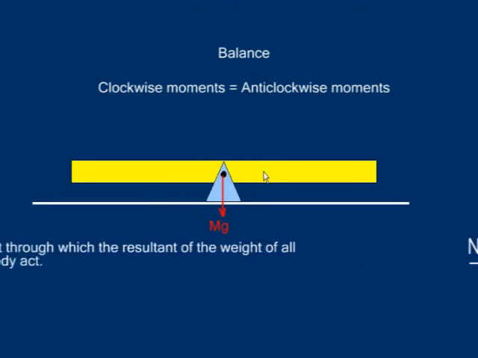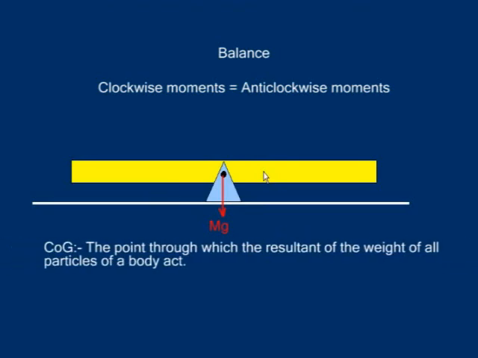Therefore, the center of gravity of a body is the point through which the resultant of the weight of all particles of the body acts. It is the point from which all the weight of the body appears to act. For regular objects, the center of gravity is at the geometric center. For irregular objects, it's located elsewhere.